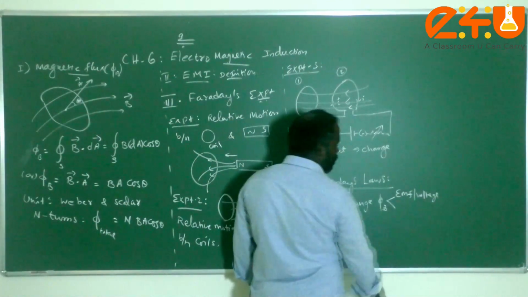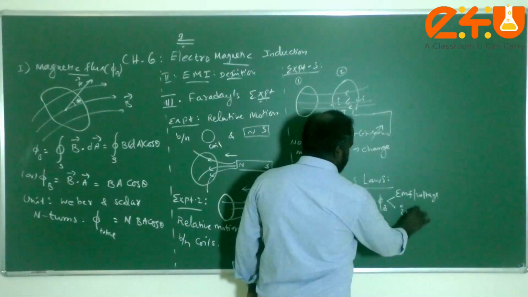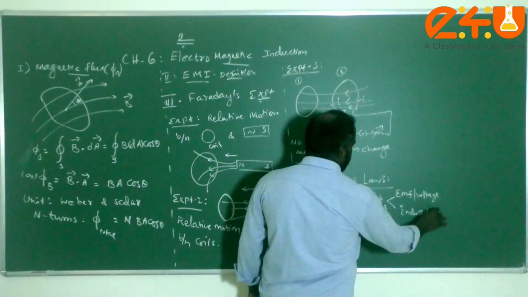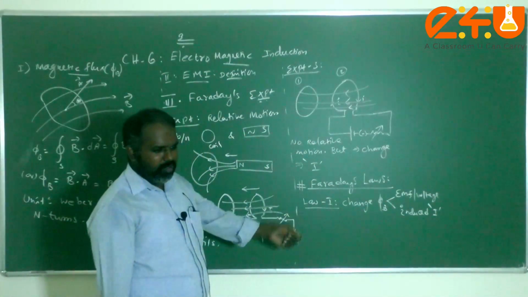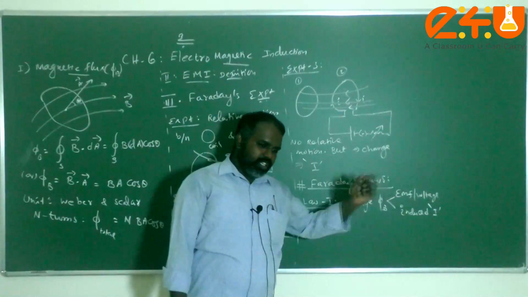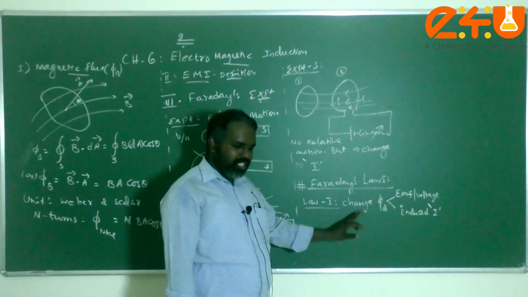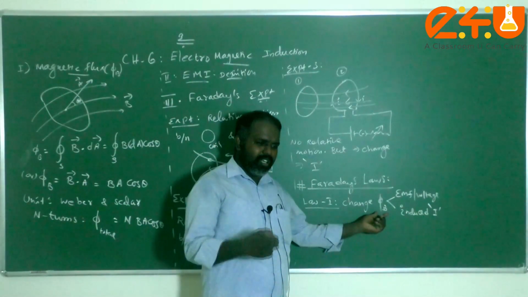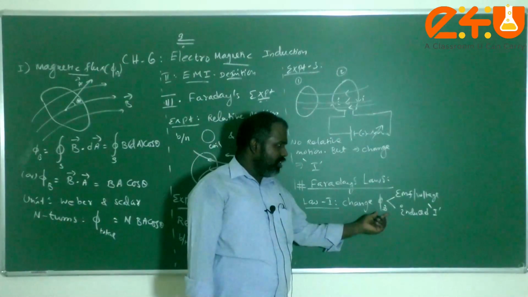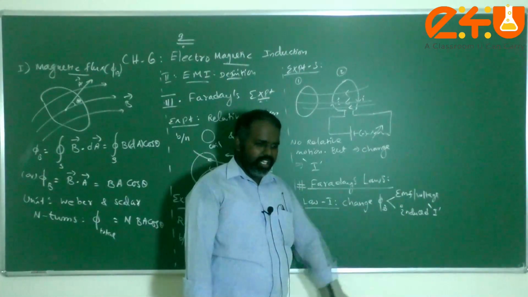or it may produce the induced current. I am just writing in a simple format to avoid the lengthy writing process. So the first law says that whenever there is a change in magnetic flux linked with a closed loop or any circuit or coil, either EMF will get induced or current gets induced.